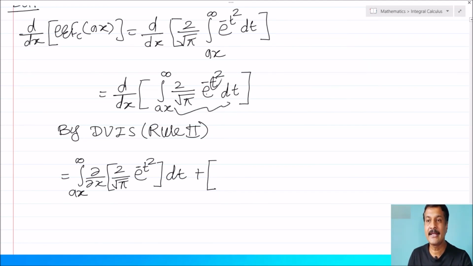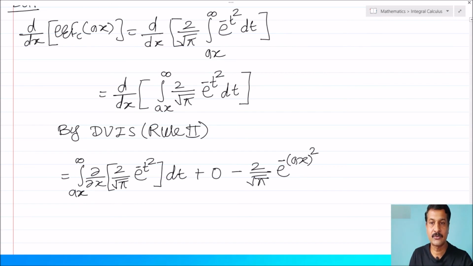Here e raised to minus infinity. T is a variable and e raised to minus infinity is 0 there. So that is what the upper limit gives, 0, minus now the lower limit. So the variable is replaced by the lower limit: 2 by root pi e raised to minus, so t replaced by the lower limit, ax square, into the derivative of the lower limit with respect to the parameter.